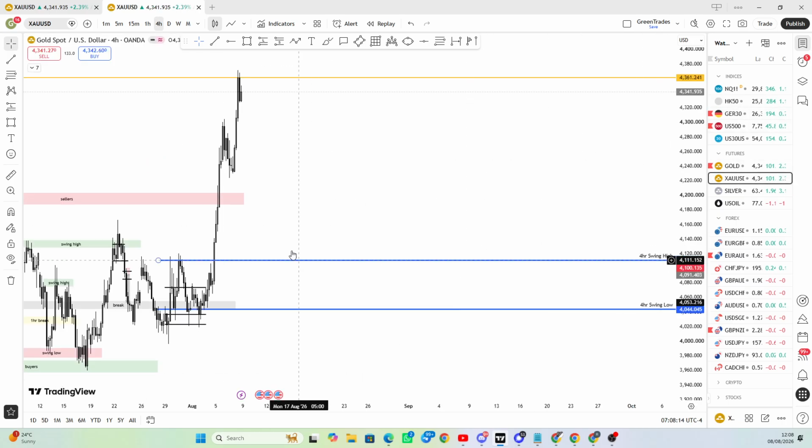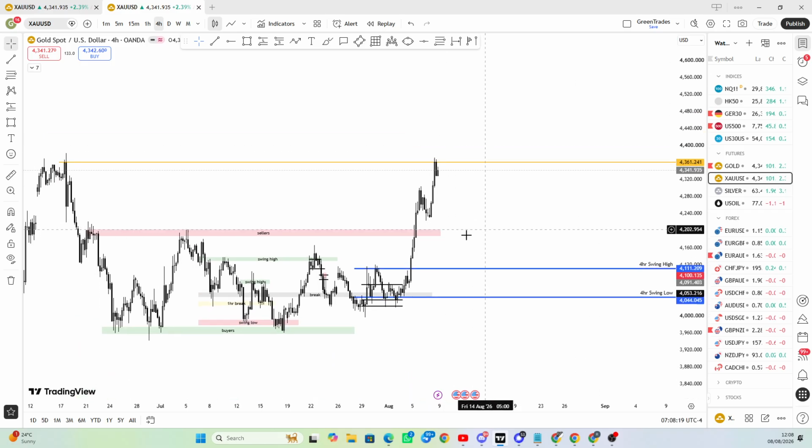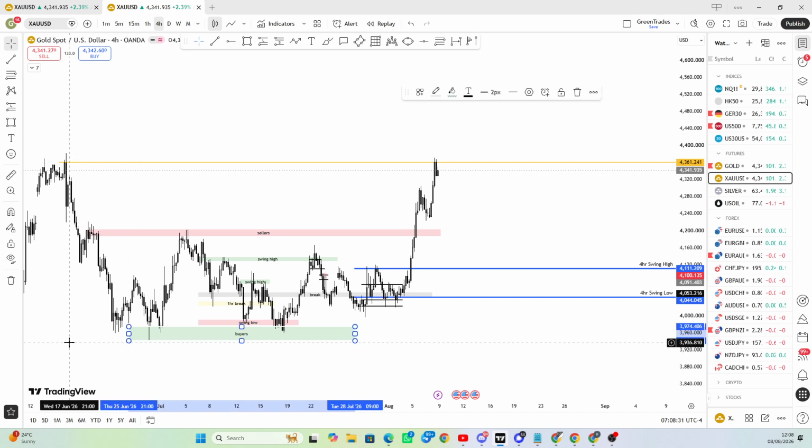So this trade here, if you guys go back into the Discord chat, I posted this in the Discord. I've been waiting for this for almost, when is it? So this was 24th of June, right? 24th of June was when I put the buyers and sellers here.